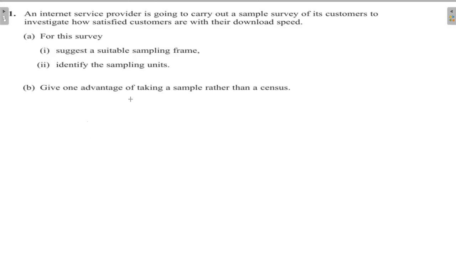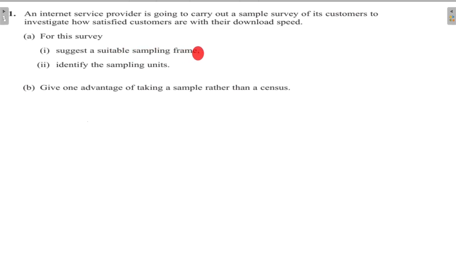Edexcel International Statistics 2, January 2026 paper solution. Here an internet service provider is going to carry out a sample survey of its customers to investigate how satisfied customers are with their download speed. For this survey, here internet service and customers are there. Suggest a suitable sampling frame.